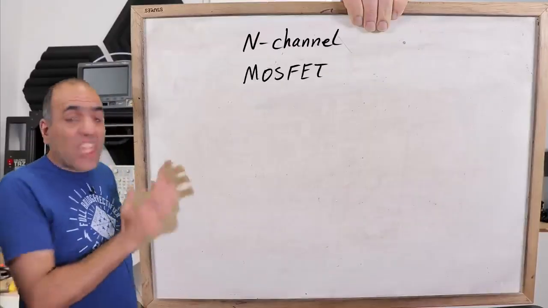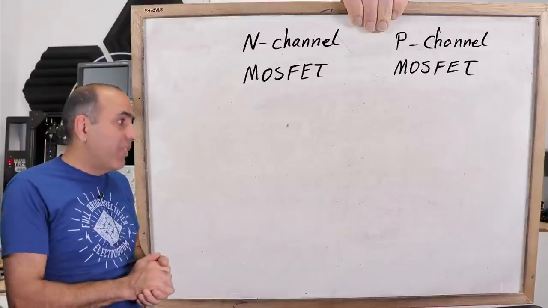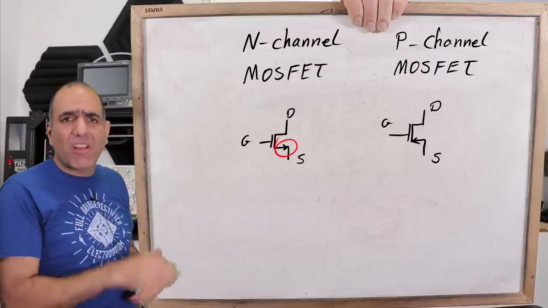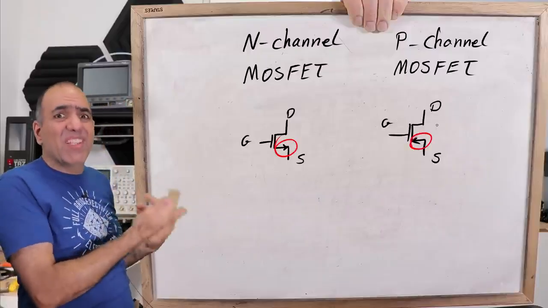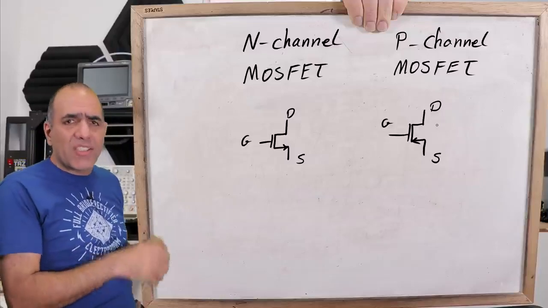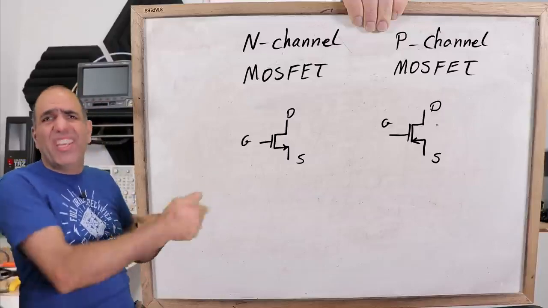So we have N channel and P channel MOSFETs with very old basic symbols like these, with arrows on the source differentiating between the types. Not sure what the arrows are showing, because when the transistors are on, the current can flow in either direction.